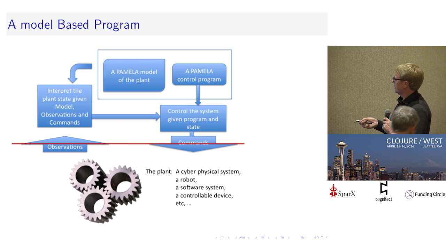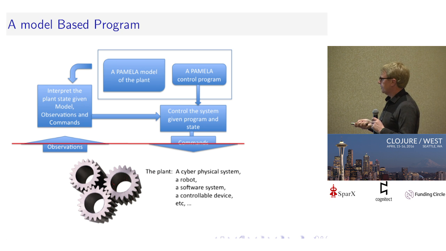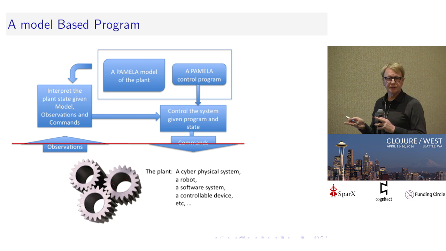And our models live up here. We can divide the model essentially into two parts. The model that describes what goes on beneath the red line, what the capabilities are, what commands can we send to it, what observations can we get from it. And then a control program in which commands are pushed down to the platform in response to what the program tells us to do. So it's like a conventional program, except it's not running on a computer. It's pushing commands down to a cyber-physical system of some kind.